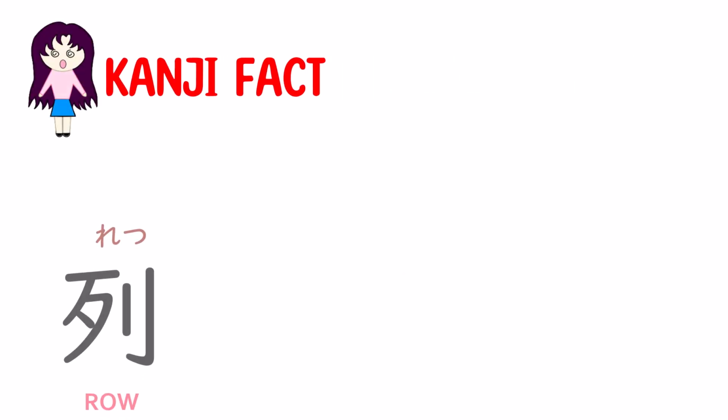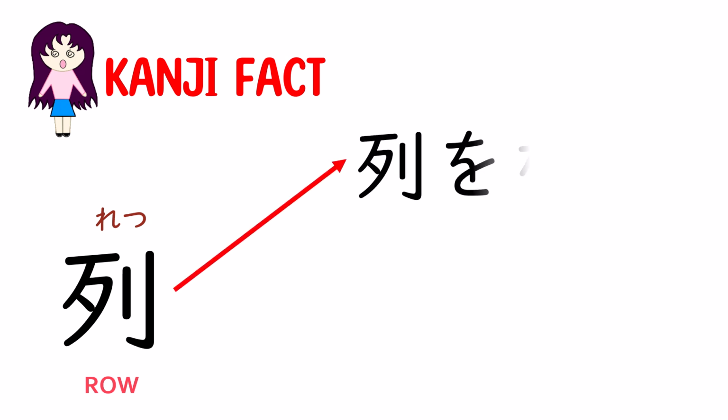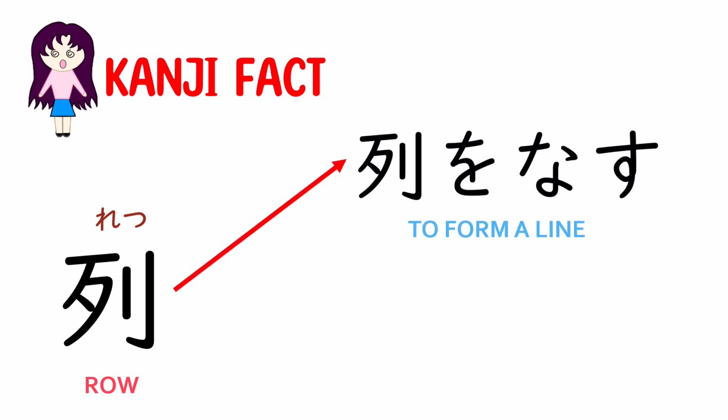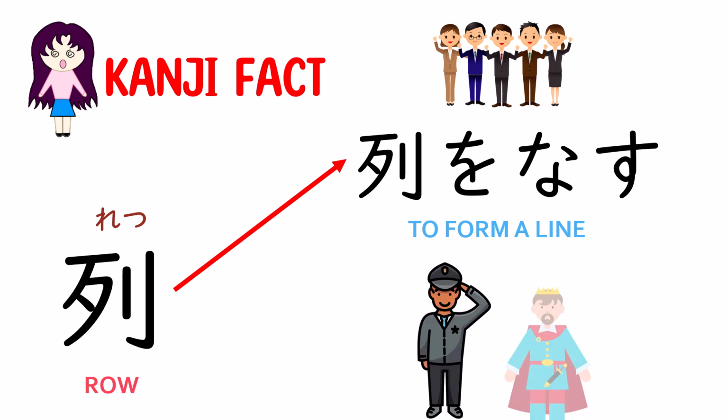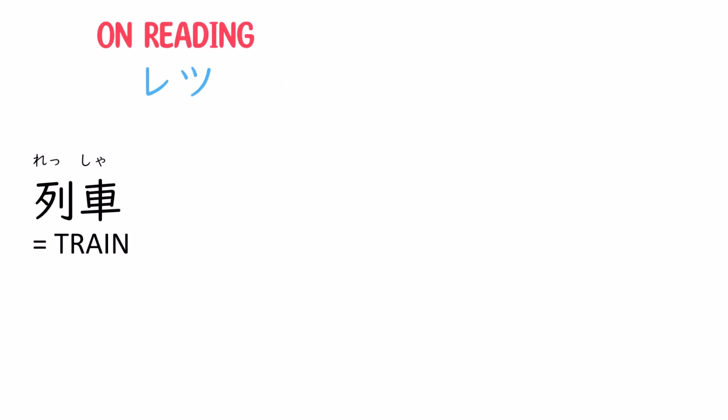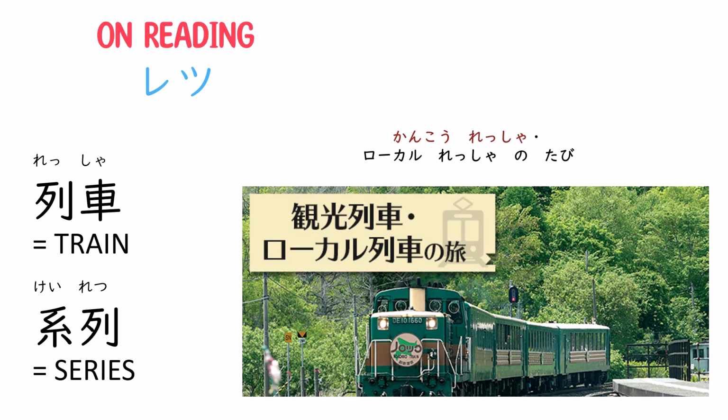Fun fact, the kanji row can be seen in the phrase retsu o nasu, which means to form a line, highlighting the active creation of order. After all, this kanji isn't just about physical lines, but also about rank within a system, like in the military or social structures. The on reading is retsu. The examples are ressha, or train, and keiretsu, or series. The sentence is Kanko ressha, rokaru ressha no tabi. Train for sightseeing, a local train trip.